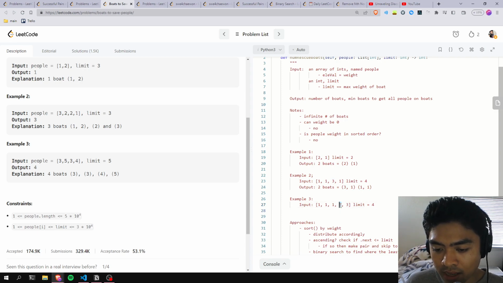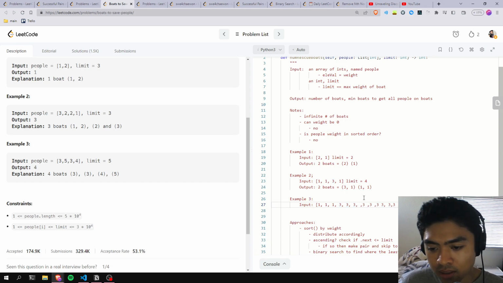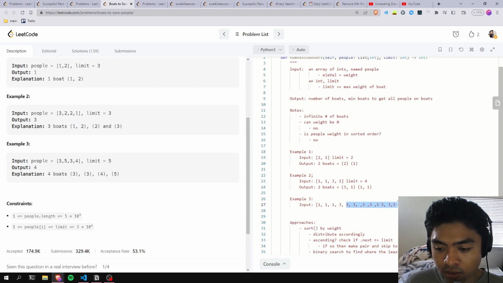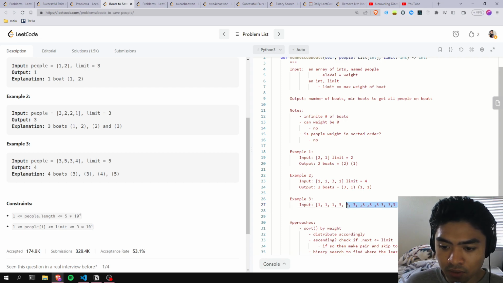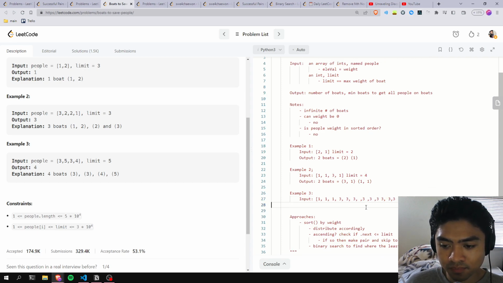But past this point, let's say you have 3, 3, 3, 3, 3, 3, 3, 3. Instead of checking if all of these could be pairs, we just say, okay, past the point where you find the least max, we can count these all as their own boats. So length minus this index is equal to the number of extra boats, because I have infinite boats, right? I'm pretty sure we can do that.